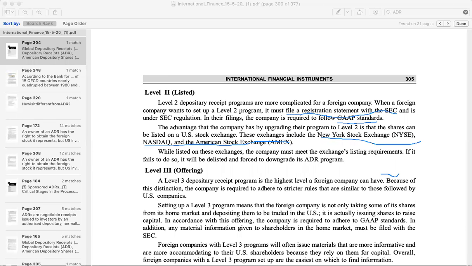Yes, in level 1, you don't need to convert everything to GAAP. Whatever you are preparing in India, the same thing you can retain. You don't even need to show it to them.